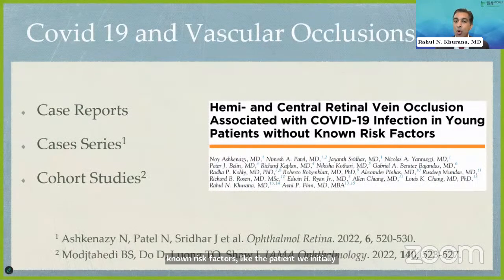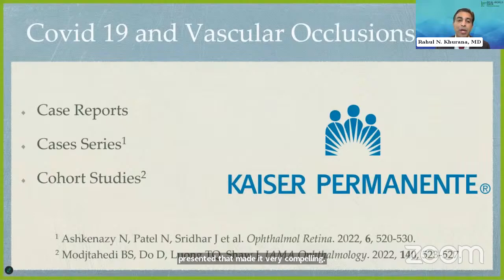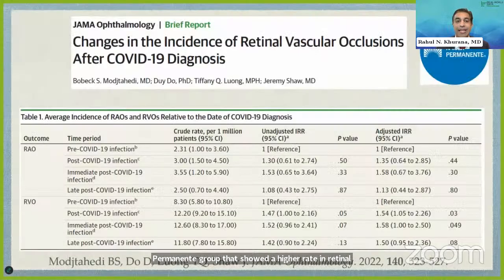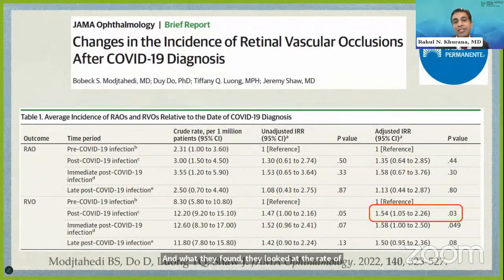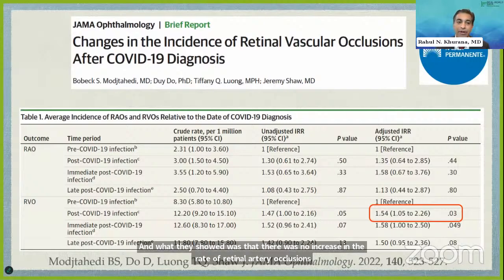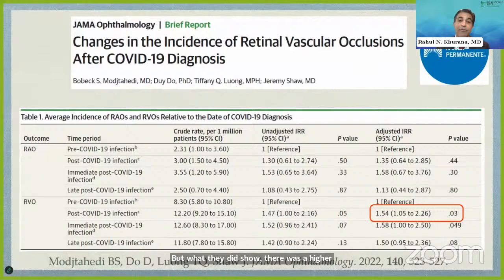And there was a large cohort study from the Kaiser Permanente group that showed a higher rate of retinal vascular occlusions after COVID-19. In fact, this paper looked at over 400,000 patients in the Kaiser Permanente system, and they looked at the rate of RVOs and RAOs within 6 months after a positive COVID-19 test. What they showed was that there was no increase in the rate of retinal artery occlusions, but there was a higher rate of retinal venous occlusions after a COVID-19 test.